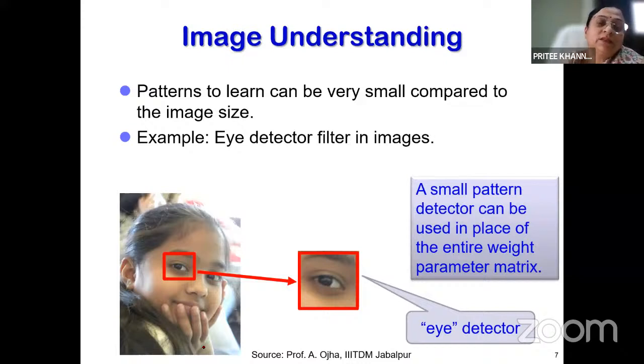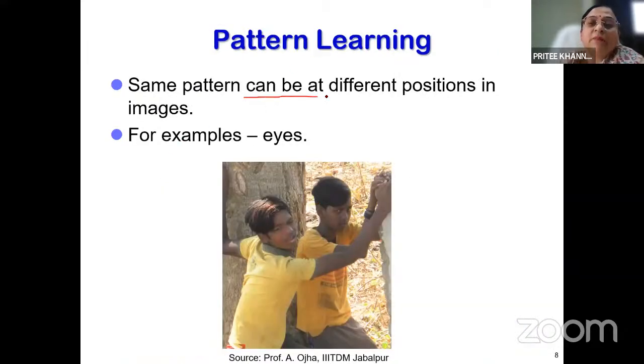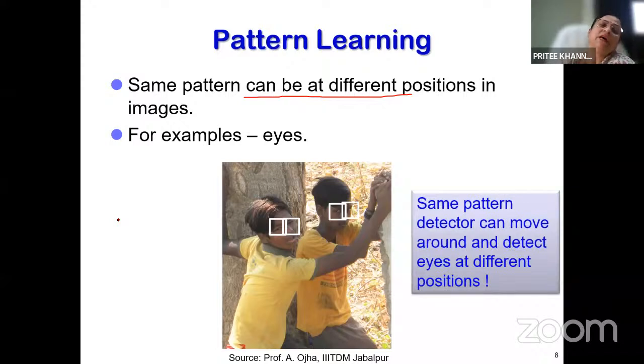Now, when you are learning this small pattern detector, the same pattern can be present at different positions in the picture. For example, here you can see the eyes. It means that once you have learned that pattern, the same pattern detector can be moved around in the picture, and it may detect the pattern wherever it is available. In this case, it is an eye detector, so it is going to detect eyes wherever they are present, at different locations in the picture.